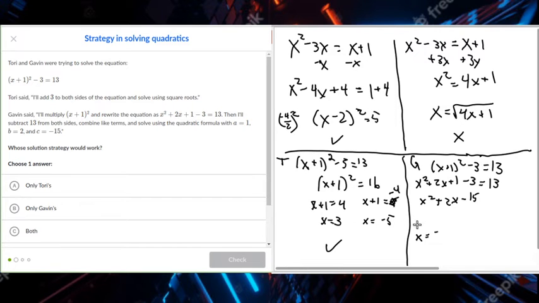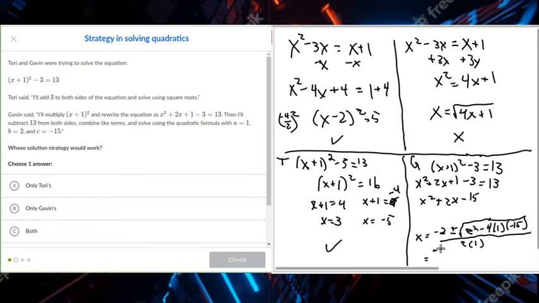So negative b is negative 2 plus or minus the square root of 2 squared minus 4 times a times c, all over 2a, 2 times 1. And this is going to be equal to, let's see, we've got 4 plus 60, so 64. And that's going to be 8.